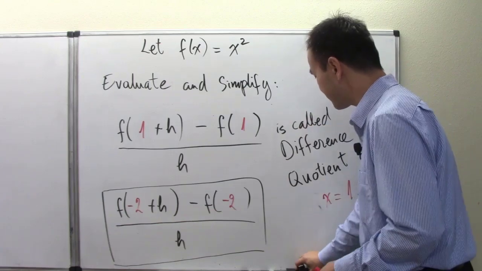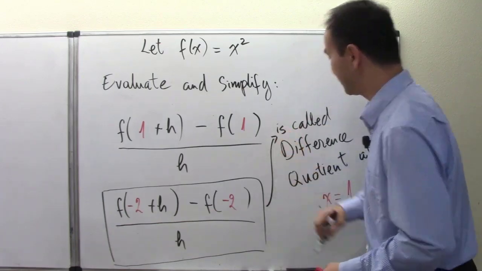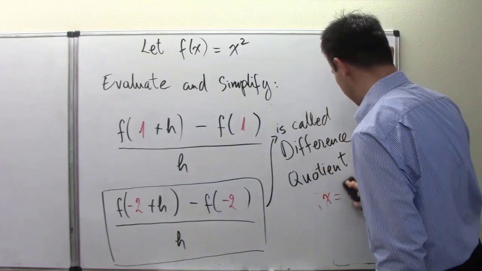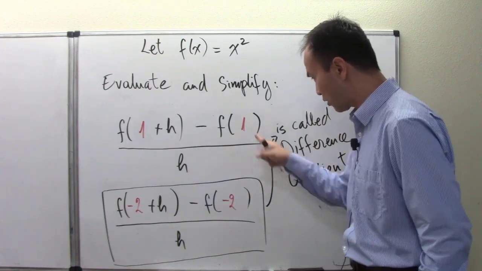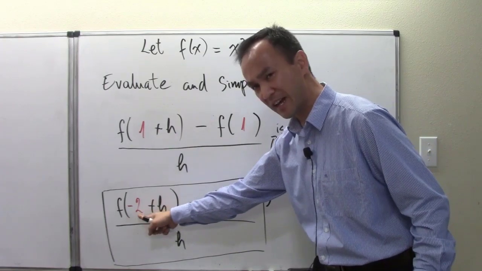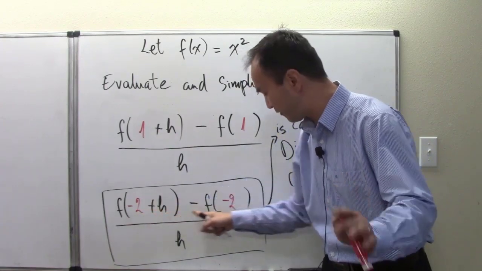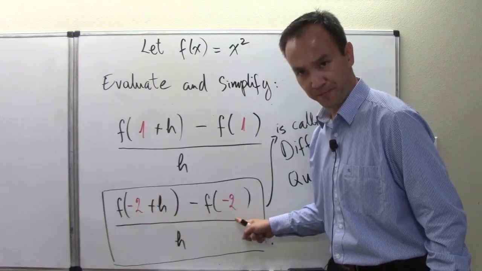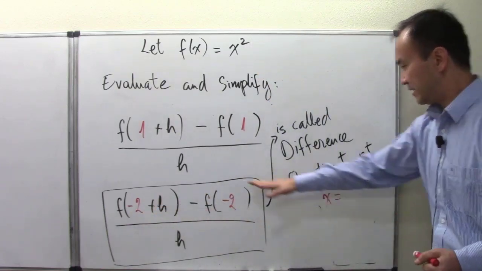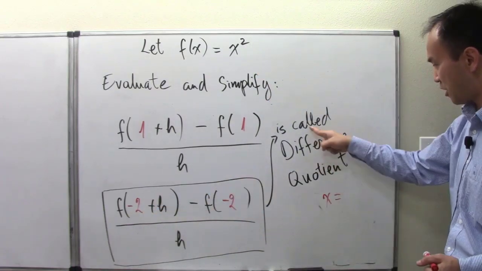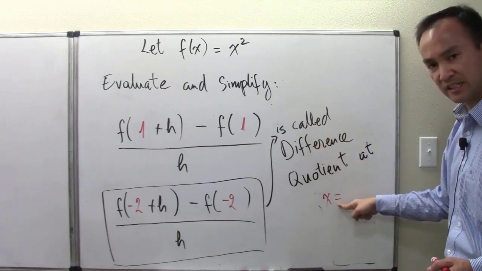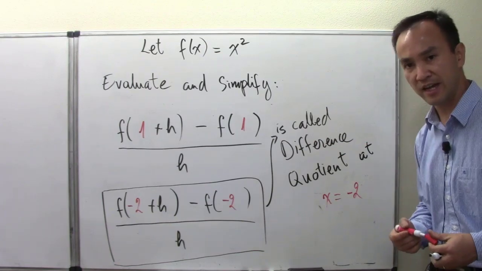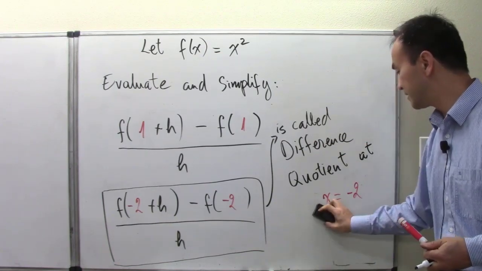This is called a difference quotient, but it's not at 1 anymore. It's not at 1 like this anymore. What's that red value being emphasized and indicated here? -2. So this particular one is called the difference quotient at x equals -2. That's what it is.